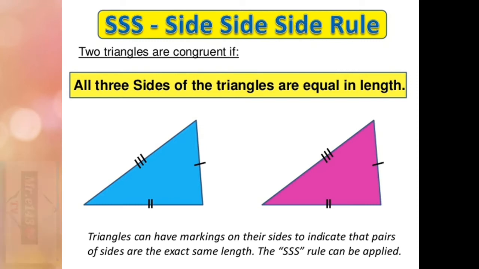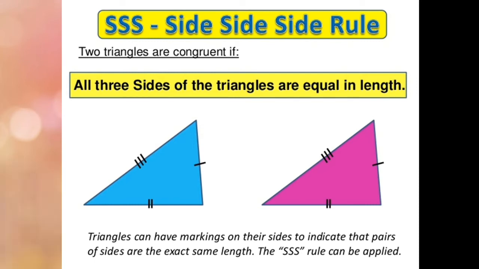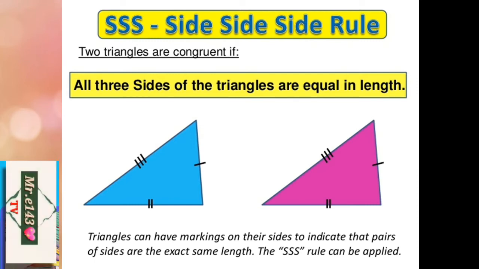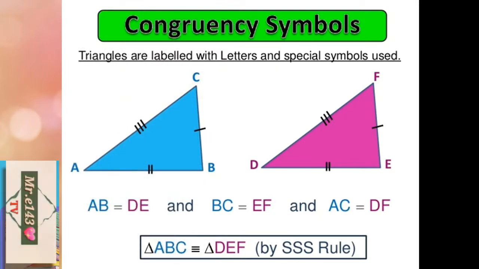Okay, so ang mark, for instance, i-mark natin, we have 1, then 2, then 3. So, lahat ng 1 na yan, 2 na yan, ibig sabihin parehas sila ng length or measure. Okay, so next, congruency symbols.